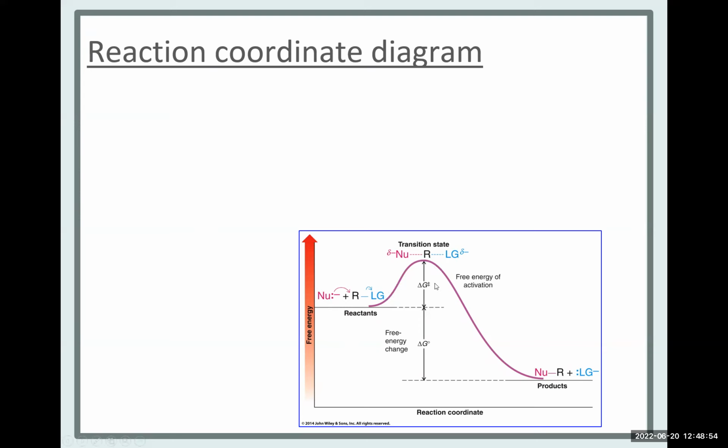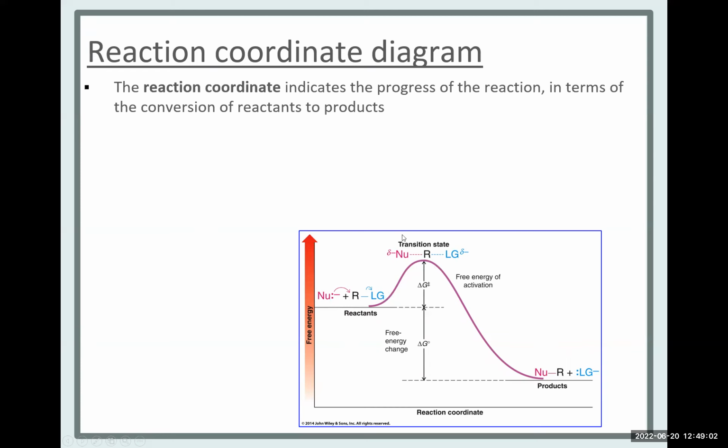You have to be able to overcome this energy to be able to end up with your products, which are ultimately more stable because it's less polarized. It's a more stable reaction. So the reaction coordinate indicates how the reaction progresses. It's just showing you how the energy is changing as the reaction goes from reactants to products.